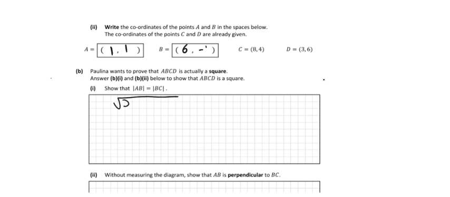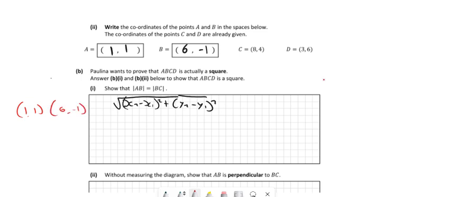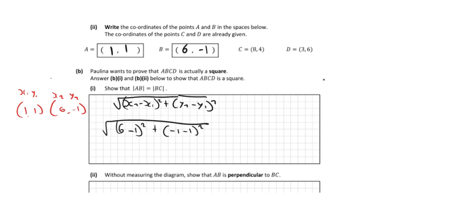We're using this formula, the x2 minus x1 squared plus y2 minus y1 squared, and then you have to do it for AB, and then you have to do it for AC. If I do it for AB, so it's 1, 1, and 6, minus 1, that's x1, y1, x2, y2, and then if we sub in, it'll be 6 minus 1 squared plus minus 1 minus 1 squared. That gives me 25 plus 4, that's root 29.